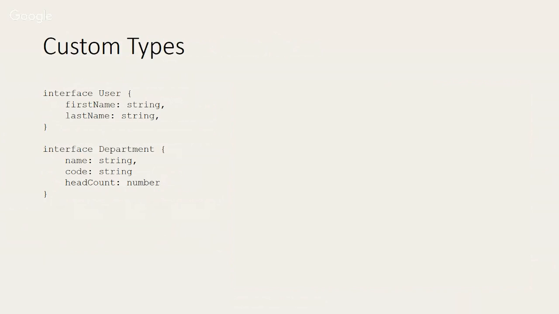So we can see here we've got a user that has a couple of properties, and then we've defined a department with a name, a code, and a headcount, and then we can actually compose those into a greater, more object of more depth called an employee, which would consist of a user and maybe a department assignment.